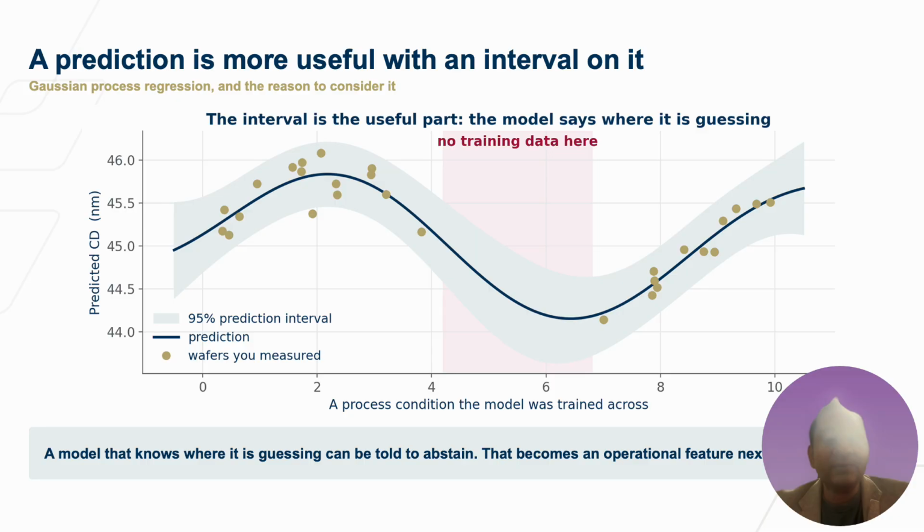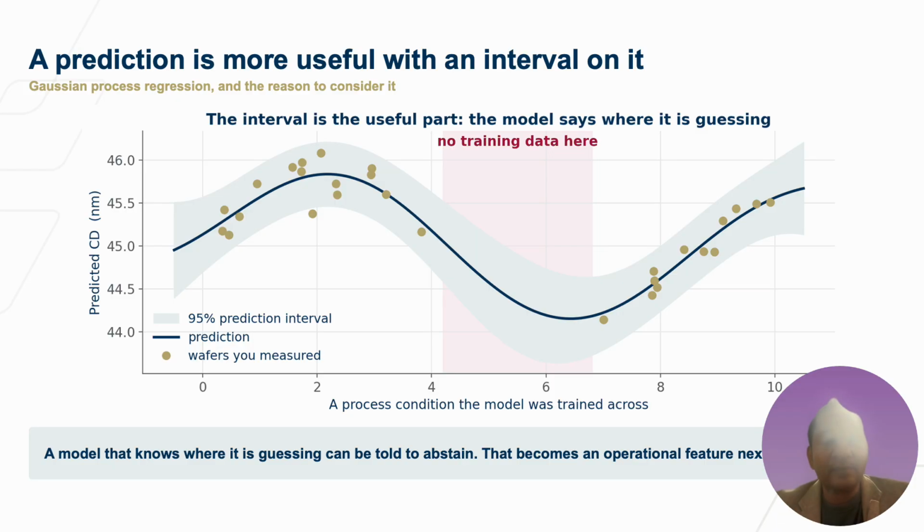That is a genuinely useful property in the fab, and it is not about accuracy. The model with an interval can be told to abstain. When the interval is wide, the right action is to send the wafer for a real measurement rather than trust the prediction, which turns a fixed sampling plan into an adaptive one. Measure the wafers the model is least sure about and skip the wafers it is confident about. That is a large operational gain and it becomes a whole segment next lecture.